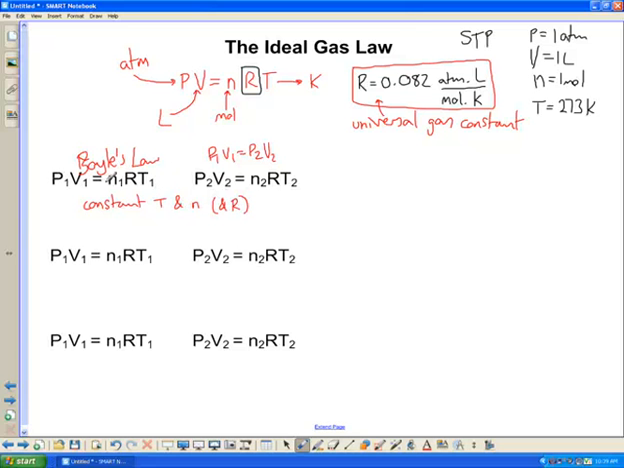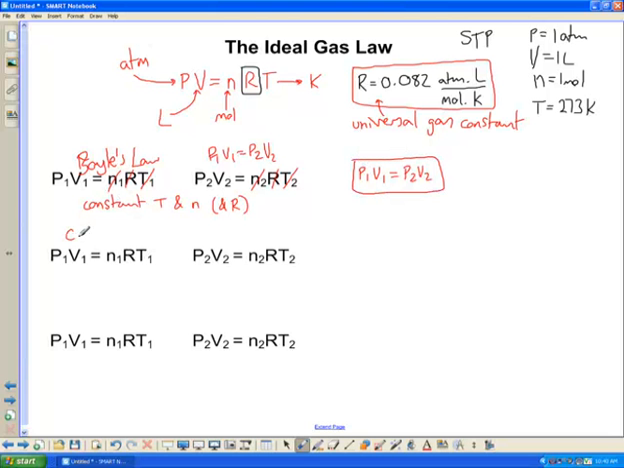So what we're going to do here is take out the variables that are constant. R is constant, so we're going to take that out. Temperature is constant, so T1 equals T2. Number of moles is constant. All right. So that means N1 R times T1 is the same as N2 times R times T2, which then allows us to say if those are equal, then P1 V1 equals P2 V2. So what we've just done is go from the ideal gas law to the equation for Boyle's law.